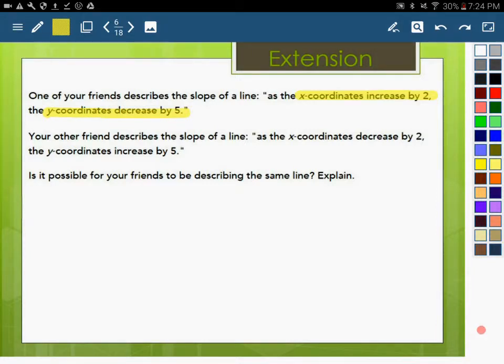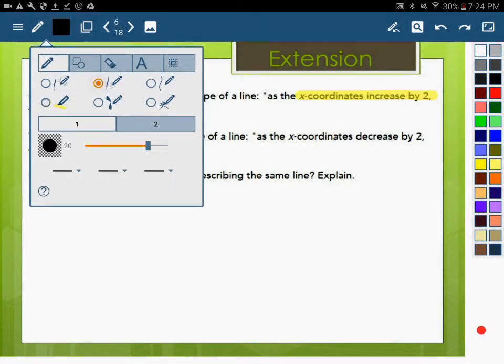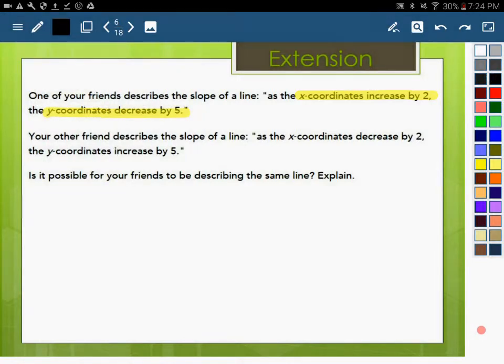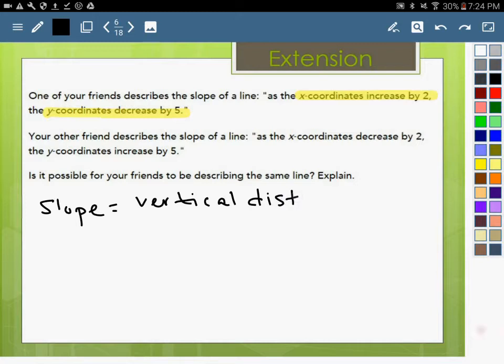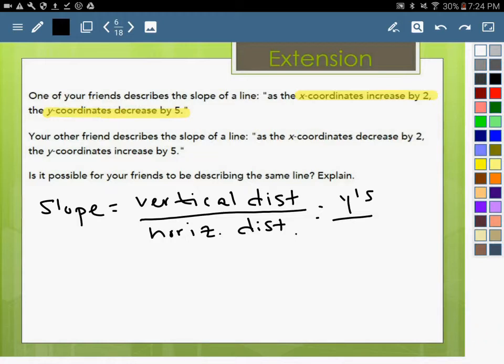Well, if we think about our definition for slope, let's write that down again so that we remember. Slope is the vertical distance divided by the horizontal distance. And vertical, the vertical axis is the y-axis. So we really have the y's divided by the horizontal distance. The horizontal axis is the x's. So we're really doing the y's divided by the x's. I don't know why I wrote a squared. It's supposed to be x's, apostrophe s.